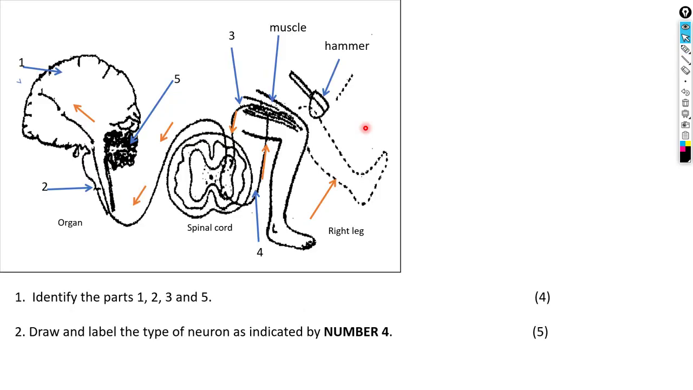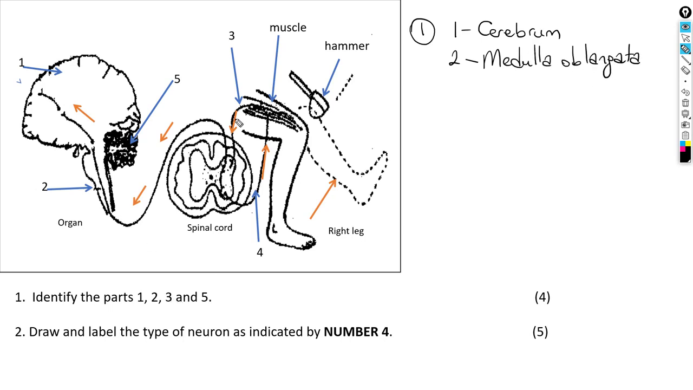Now there are some other questions for us. Question number 1 asks to identify the parts 1, 2, 3 and 5. So part number 1 is going to be the largest part again, which is the cerebrum. And part number 2 is going to be the medulla oblongata. Part number 3, the part that is taking impulses from the receptors towards the CNS, is going to be the sensory neuron or afferent neuron. And number 5 is going to be the leaf-like part of the brain, which is the cerebellum.